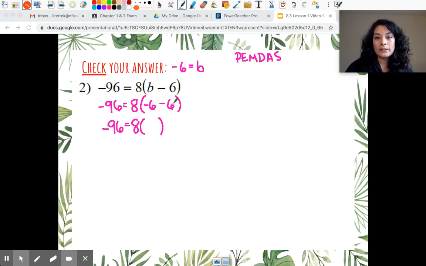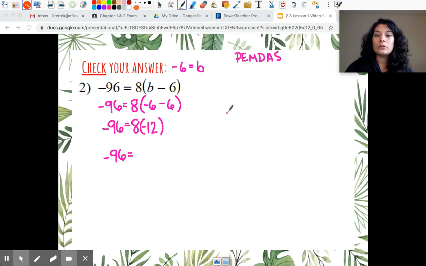-6 minus 6, their signs are the same, so I add and get 12, and I match them for their sign. I match the negative. E is for exponents, which we don't have. The next thing I want to do is multiply or divide left to right. I see multiplication here, so I'm going to multiply.